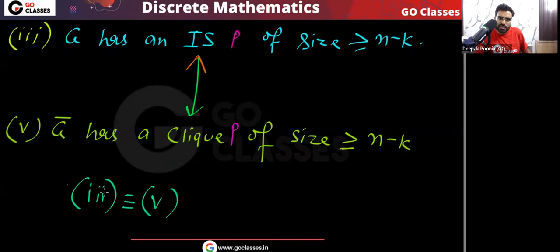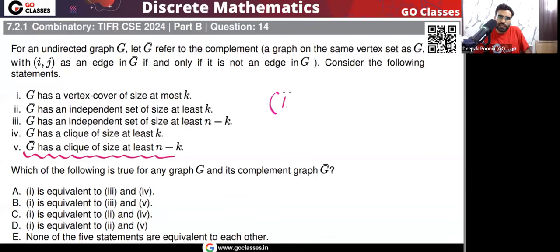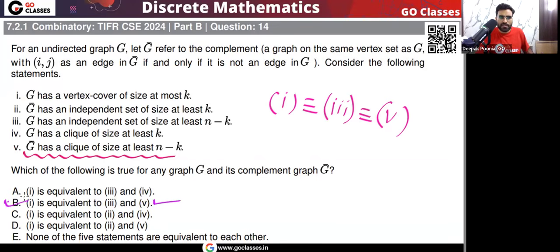Also, we have already seen that the first statement is equivalent to the third statement. So remember, the first statement is equivalent to the third statement, which is equivalent to the fifth statement. So what is the correct answer? The first statement is equivalent to third, fifth. Yes, option B will be the correct answer. I hope you understood. It's actually very easy.